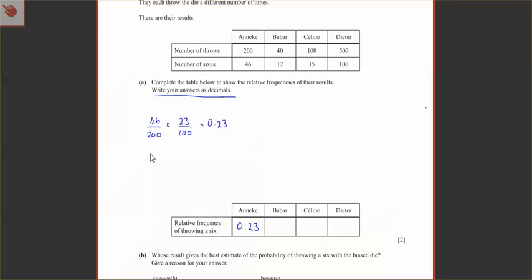The next one, we've got 12 out of 40 for Baba. So I'm going to go down to 20, just as easy, or down to 10, but I've got 6 out of 20, which then goes up to out of 100, so times 5 to get to 100. So 6 times 5 is 30. So again, it's 0.3 is that one.